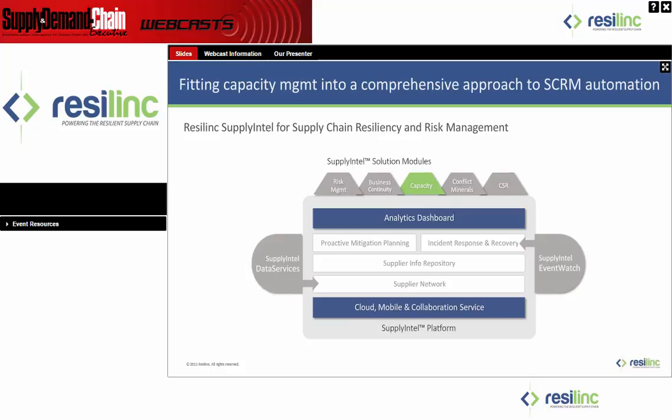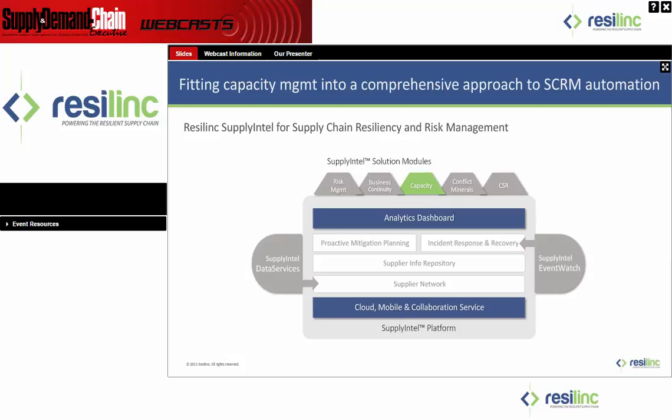The information repository has been built up through our enabling data services. So it's the Resilink staff that goes out to suppliers and collects the data, cleans up the data, loads the data, keeps it updated, etc. Our proprietary algorithms power our proactive risk mitigation planning module. This extracts business intelligence from a combination of your data and the data we collect from suppliers. The incident response and recovery system is driven by our EventWatch service that provides 24/7 global coverage for supply chain disrupting events.